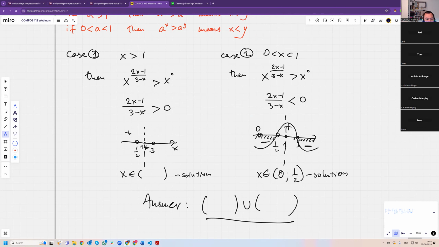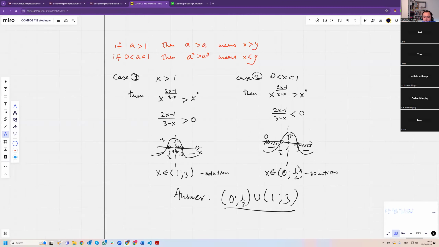And here we have negative, positive, negative. So it's like this. And it has to be greater than 1. So it's from 1 to 3. So it's from 0 to 1/2 and from 1 to 3. Okay.